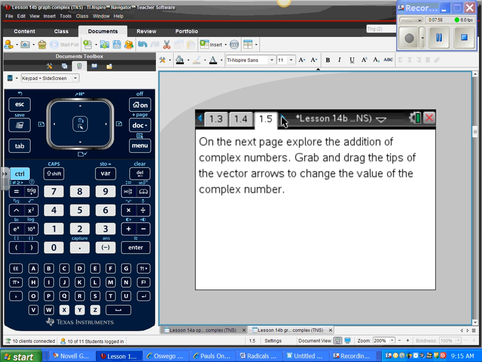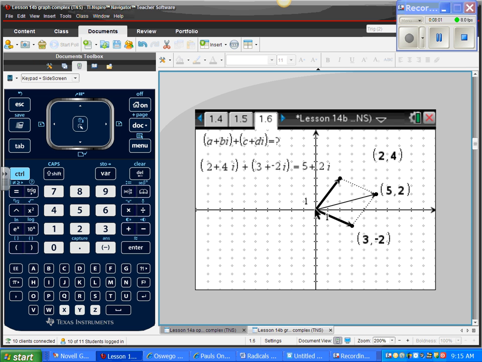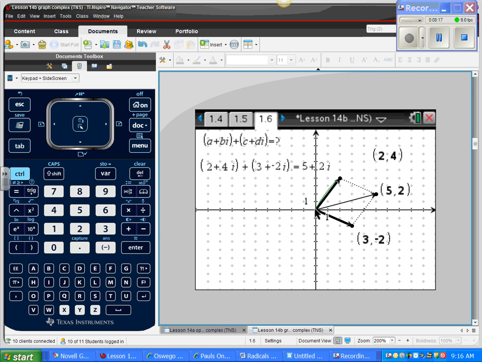What we're going to do is grab and drag to see how they change. So I have a plus bi plus c plus di. c and d are just different variables to represent different values. Right now, I have the vectors 2 plus 4i, which is this vector here. I also have 3 plus a negative 2i, so over 3, down 2, it's right here. You're able to see how we got those? Now, their sum is 5 plus 2i.